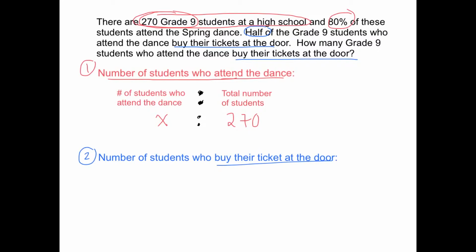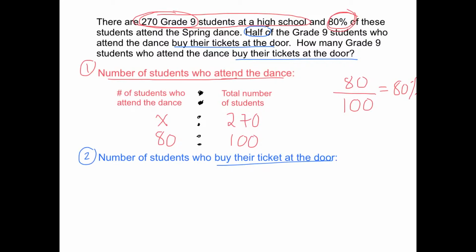Now we also know that 80% of these students attend the dance. How can we write 80% as a ratio? Well, 80 would be the number of students who attend the dance, and because it's percent, what is percent always out of? Percent is always out of 100. So we can say that there's a ratio of 80 to 100. Remember, ratios can also be written as fractions. 80 out of 100 represents 80%.